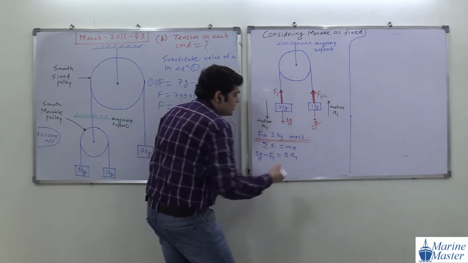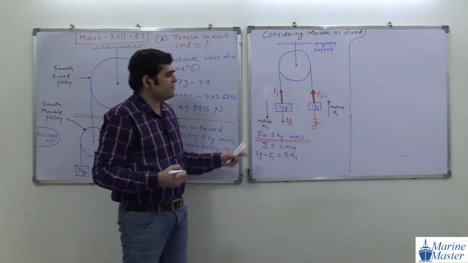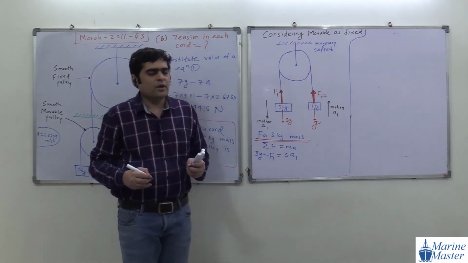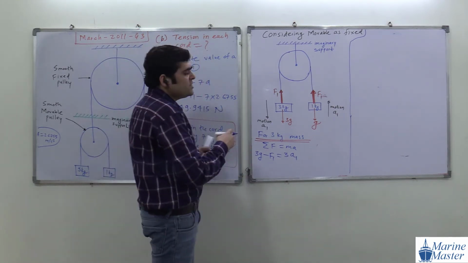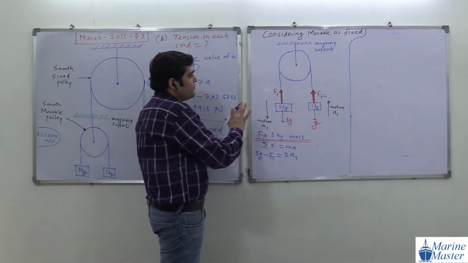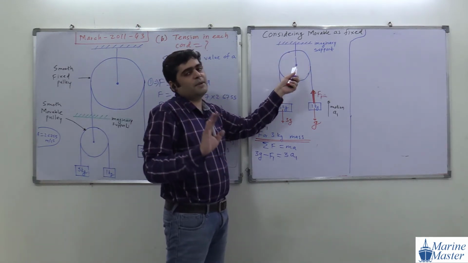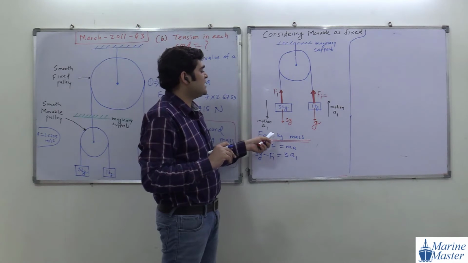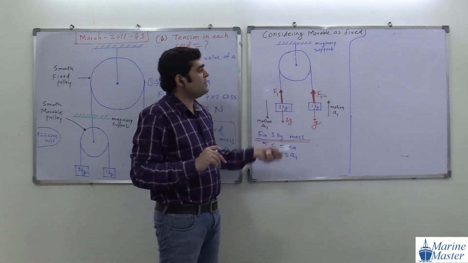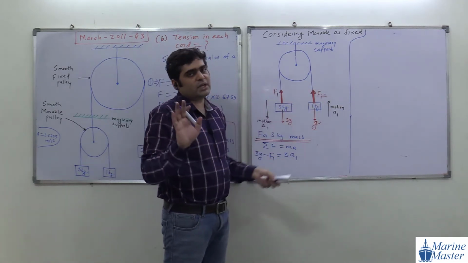Here we consider acceleration as a1, because in the earlier scenario we considered acceleration as a. If we assume this as an imaginary support, meaning we have assumed this movable pulley as a fixed one, then we consider acceleration as a1. Here also the acceleration is a1, and the tension on both sides we consider as F1.